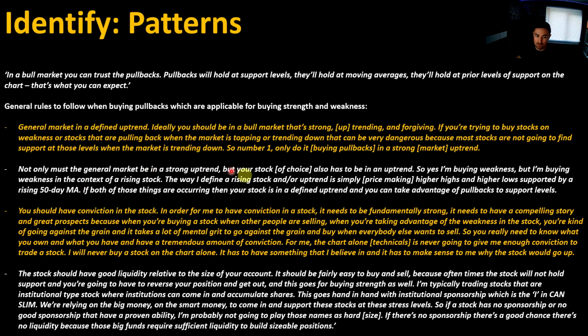The way I define a rising stock and/or uptrend is simply price making higher highs and higher lows, supported by a rising 50-day moving average. If both of these things are occurring, then your stock is in a defined uptrend and you can take advantage of pullbacks to support levels.